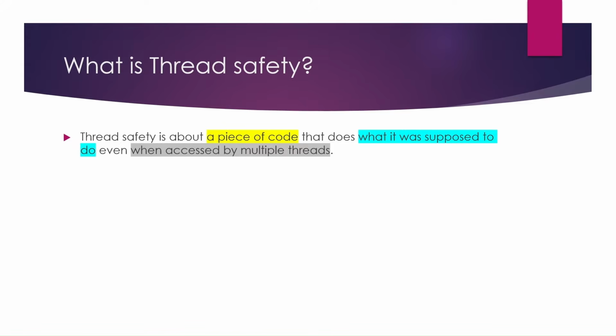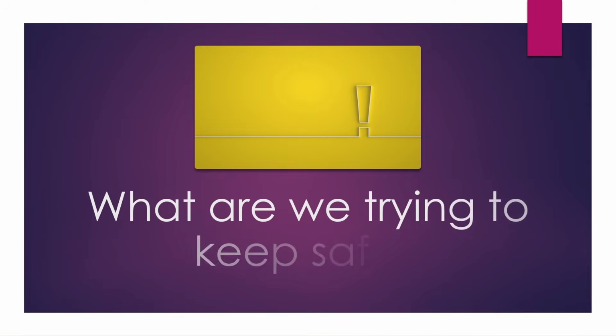Here a piece of code could be a simple class, or maybe a whole module, or a functionality, a system, a business flow. So the expectation is that this piece of code or the functionality will do what it was supposed to do. It will do its job correctly even when accessed by multiple threads. Now the question is, what does it mean and what exactly are we trying to keep safe and from whom? Let's understand this with the help of an example.